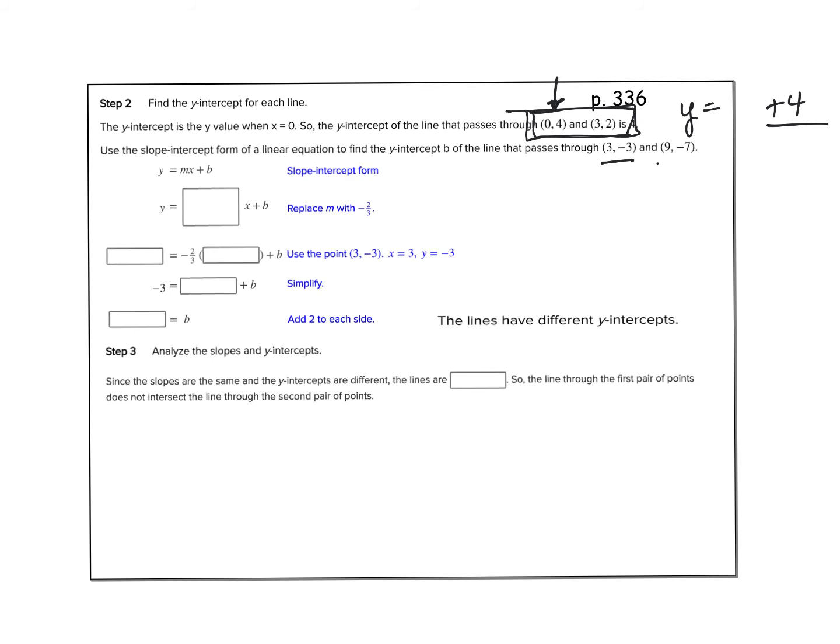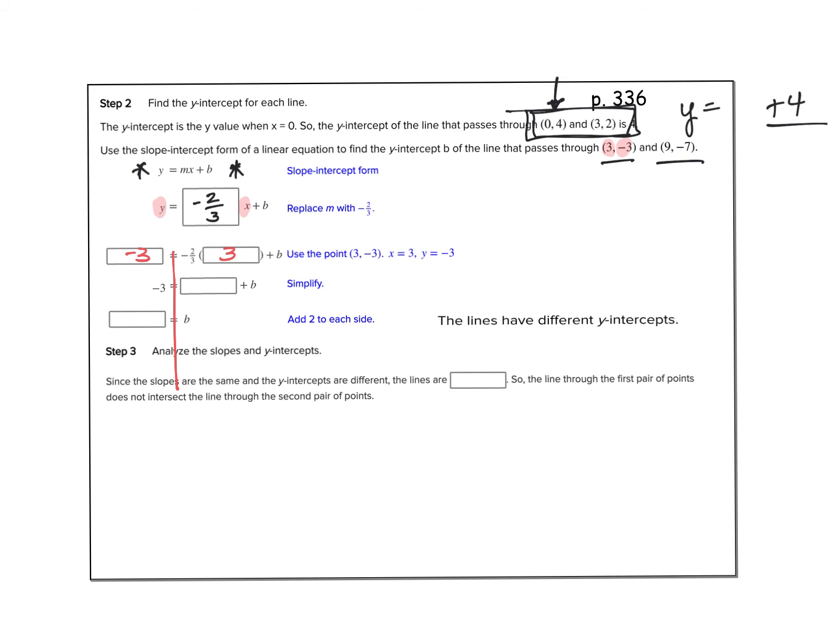Now the other one, we do have to do some work. If you remember, we started with this equation, y equals mx plus b. Well, I know the slope, so I'm going to fill that in: negative 2/3 x plus b. Remember, if you're trying to find the y-intercept because we don't know it, you can pick an x and a y and plug those in. It doesn't matter which one you use. I'm going to use this first one, 3 and negative 3. For my x, I'm going to plug in a 3, and for my y, a negative 3.